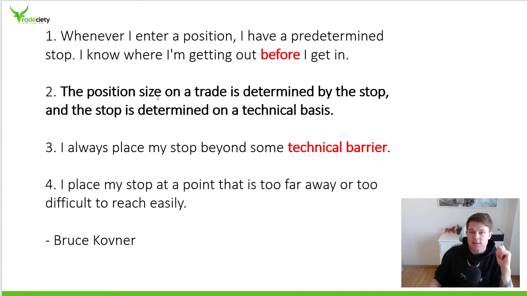Second, the position size on a trade is determined by the stop, and the stop is determined on a technical basis. Very, very important. Technical basis is the key here, and it's the same for the third point. I always place my stop beyond some technical barrier. So the keyword here is really beyond, and technical barrier. And once we get into the chart soon, I will show you how to do that. And the last point, I place my stop at a point that is too far away or too difficult to reach easily. That is very important as well.